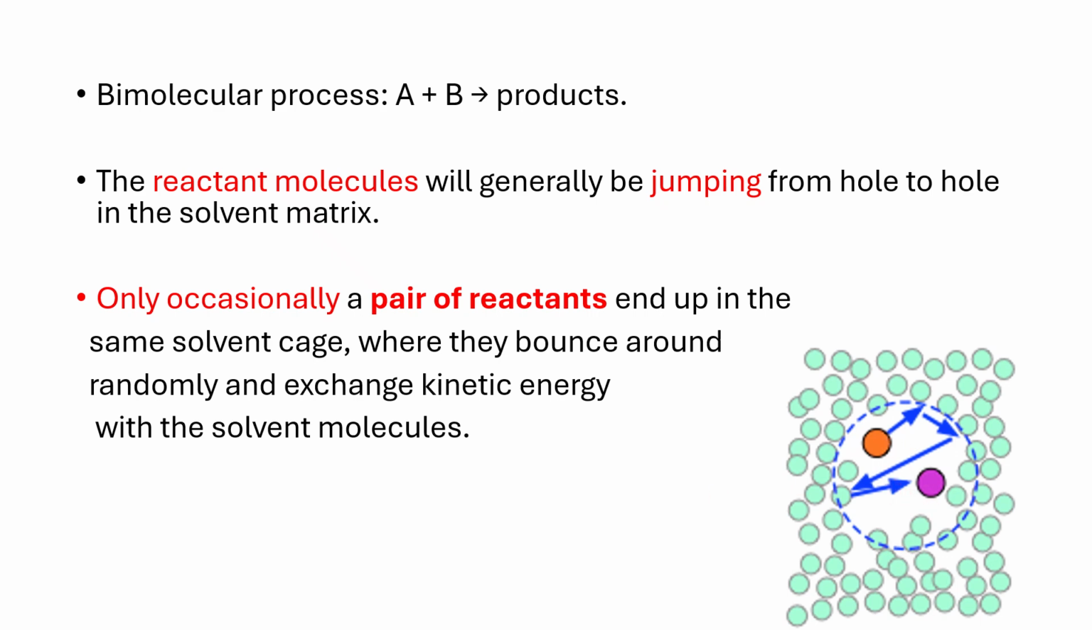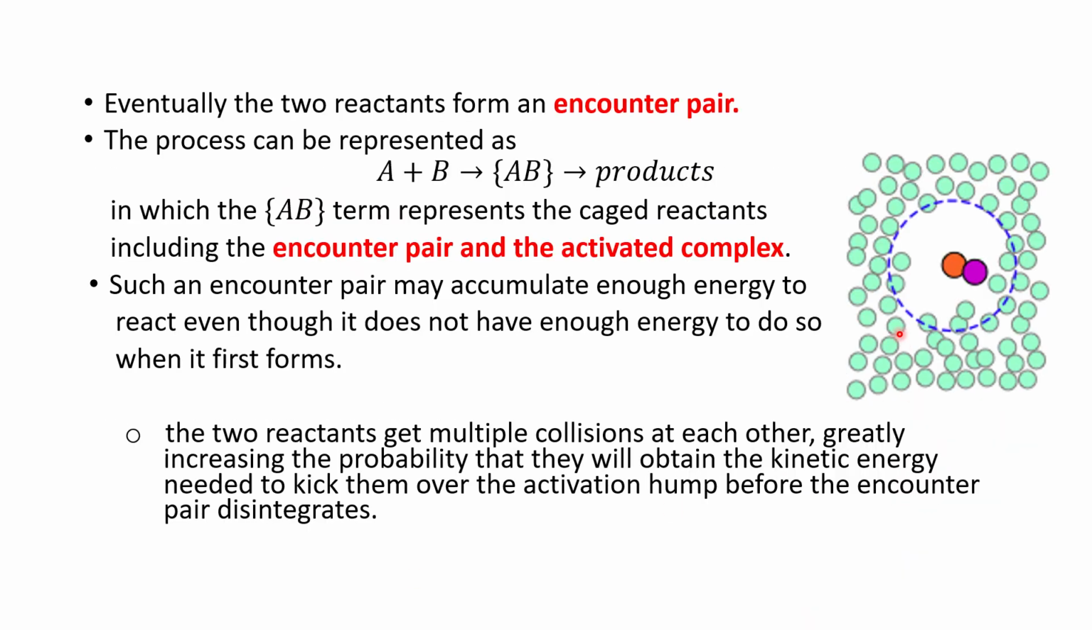During this time, the reactants have some time to go through the process of exchanging energy via these kinetic collisions. The pair of reactants confined to a solvent cage we call the encounter pair. The process can be represented as A reacts with B to form the encounter pair AB.